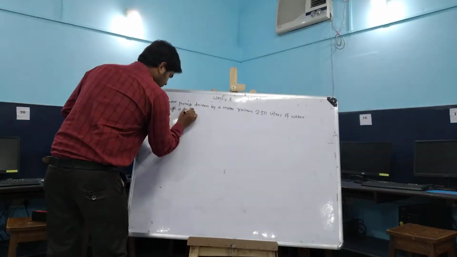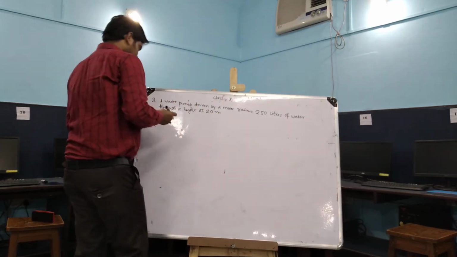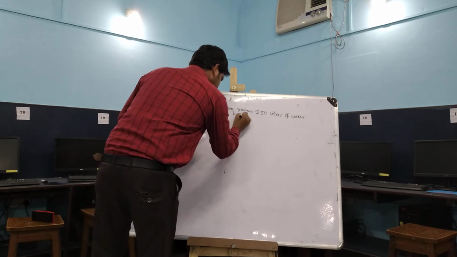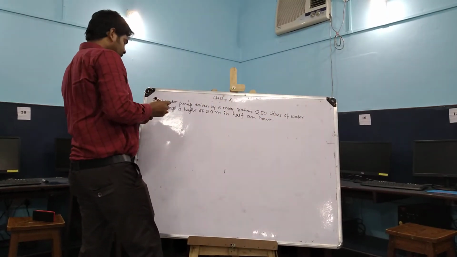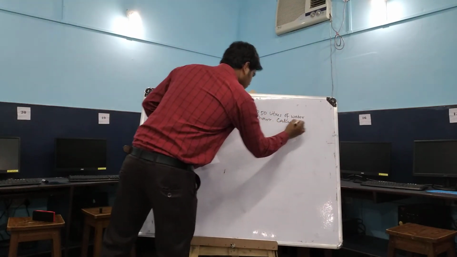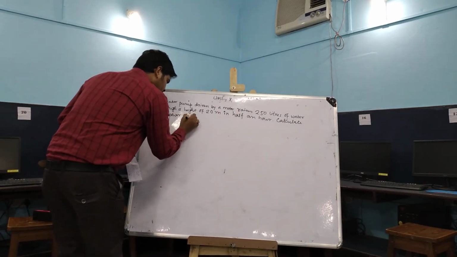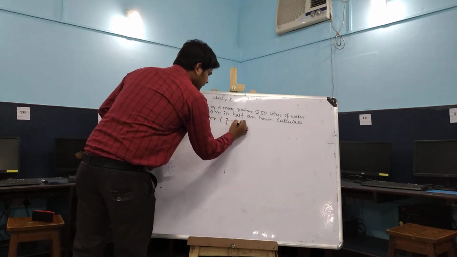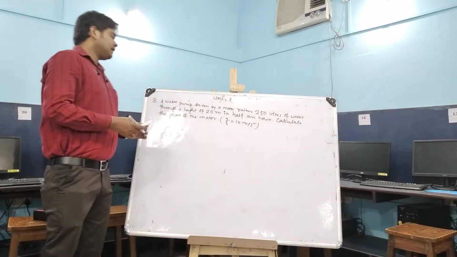To a height of 20 meters in half an hour. Calculate the power of the motor. Take g equal to 10 meter per square second. Now we have to calculate the power.